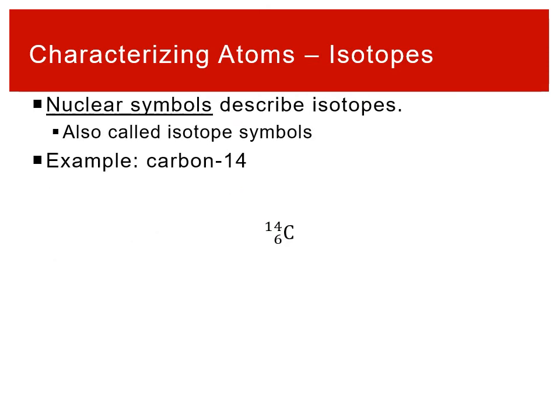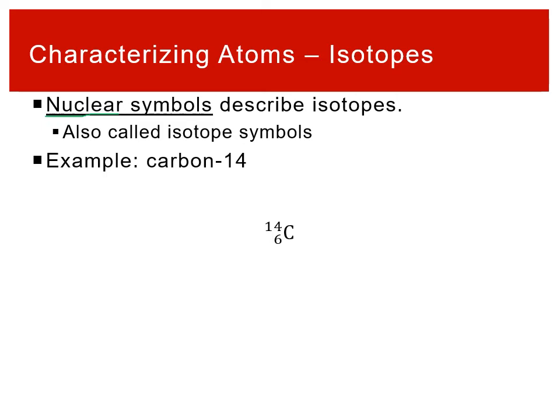So we put all this together in what we call the nuclear symbol. The nuclear symbol describes an isotope. And as the name implies, it describes all of the things in the nucleus. So that's going to be protons and neutrons. It does not describe anything about electrons.